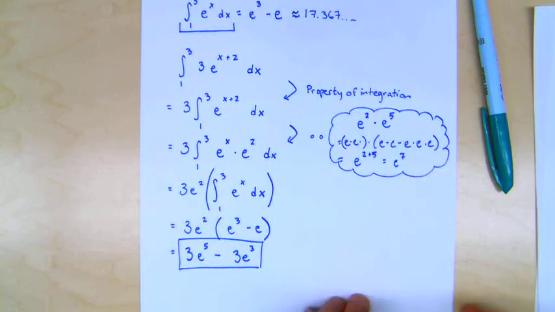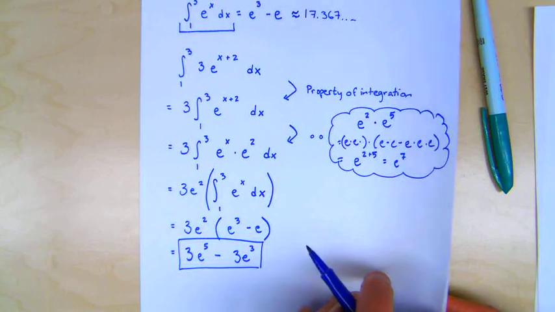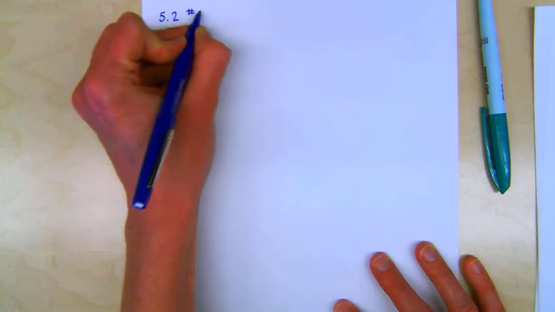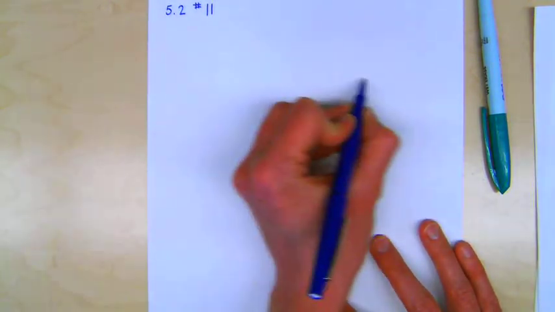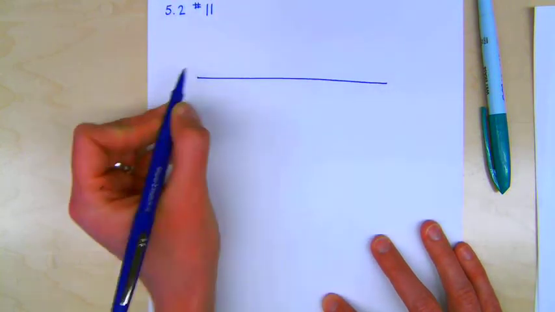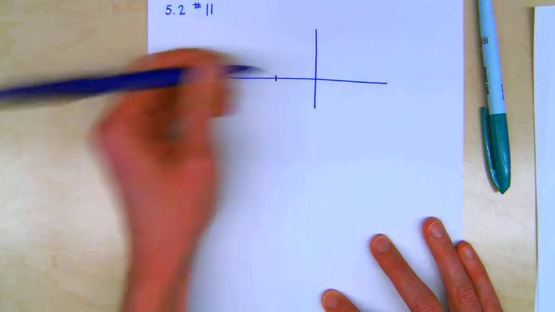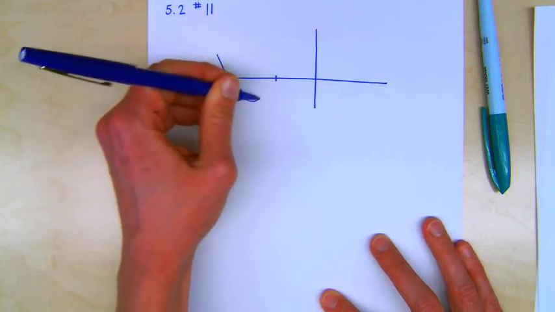Cool. Then one more in section 5.2, I want to talk about, is it number 11? Yeah, I like number 11. So I'm going to sketch by hand the graph that they have for this. -2, -4, and I think everybody has the same graph for this.